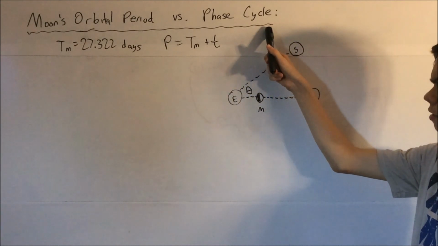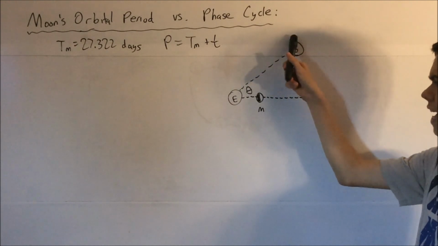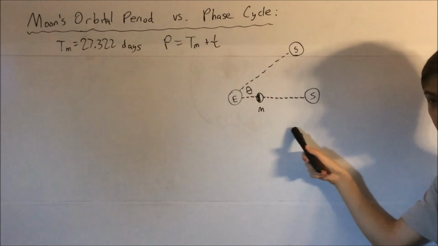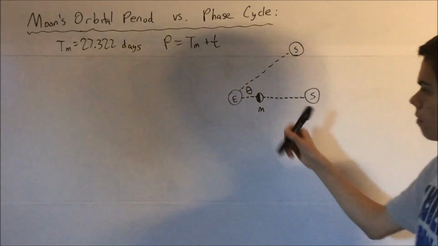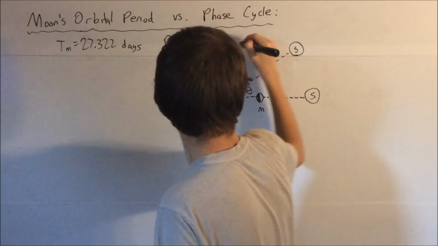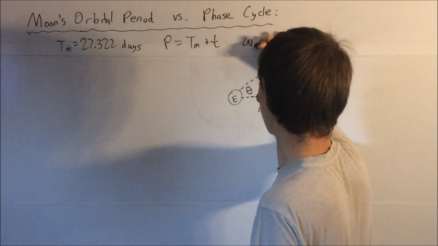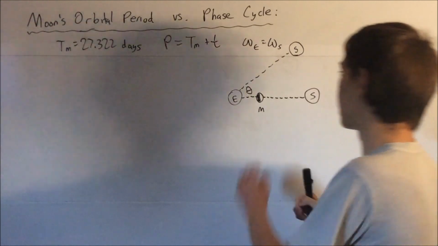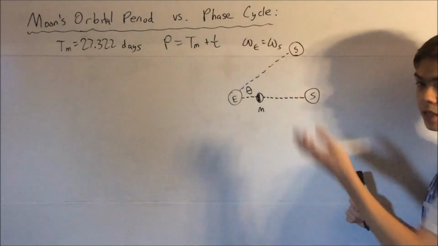But wait a minute. Wouldn't the angular speed of the sun just be the same as the angular speed of the Earth around the sun? In fact, that would be true. So let's just write that down. The angular speed of the Earth around the sun is the same as the angular speed of the sun around the Earth in this case.